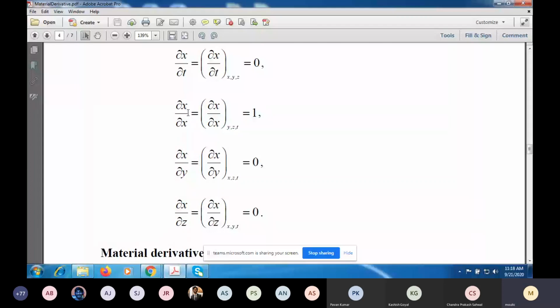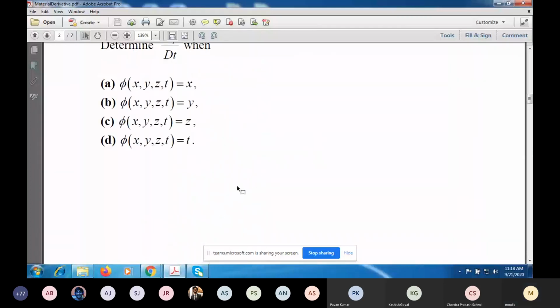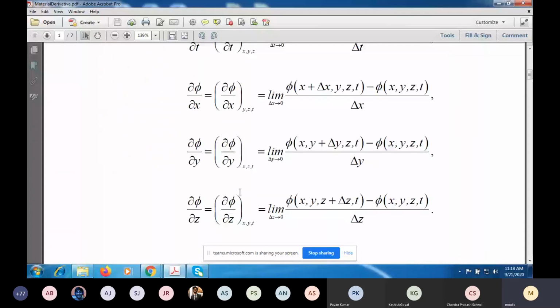And these are, of course, we can also look at it from the definition here. Alright, suppose I say phi is x, look at del phi del y, or del x del y. So in the numerator, this term is x, and this term is also x, so the difference is 0. Similarly, for del phi del z, if phi is x, this term is x, and this term is x. So the difference is 0, as in the first case.